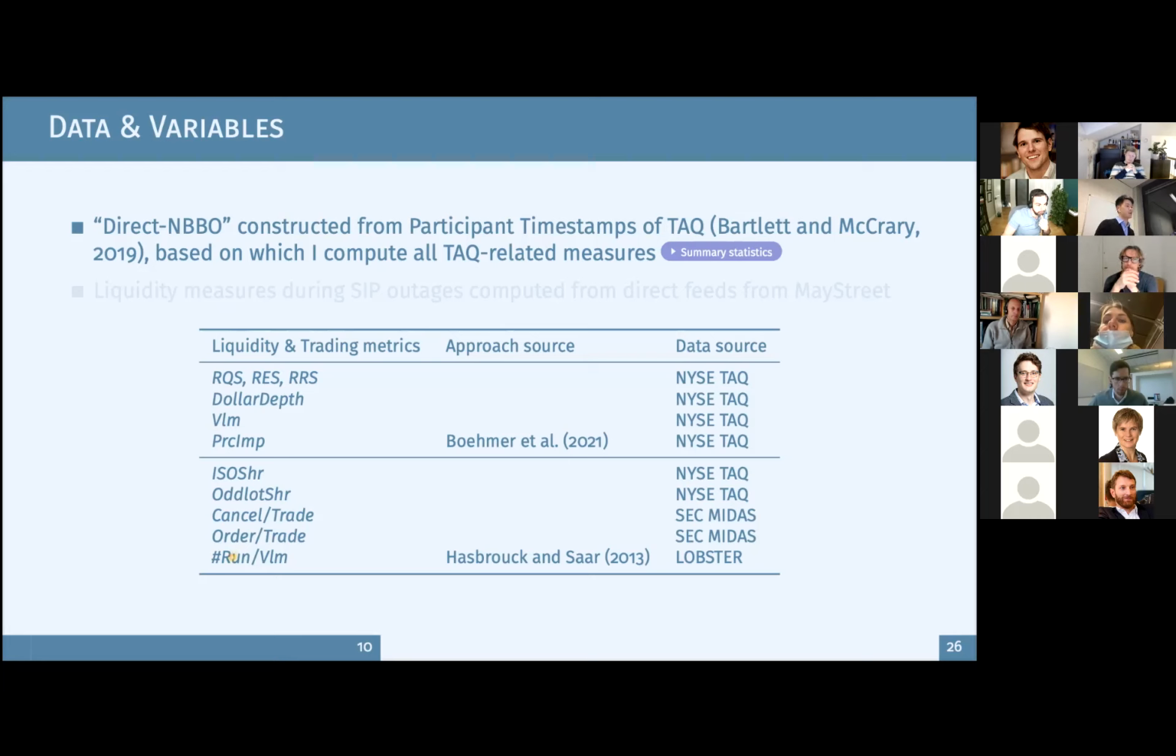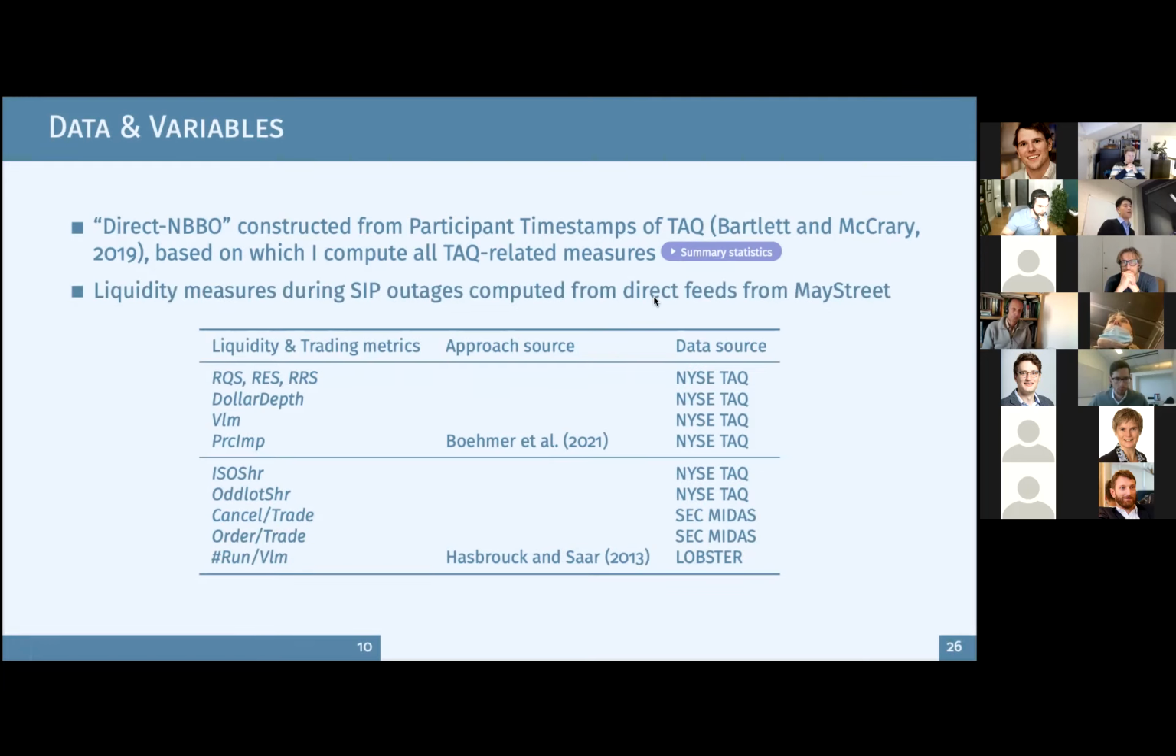To compute the strategic runs, you need to have the data from the order book. So I got data from Lobster so that I can have the order book events for the stocks, based on which I can compute the strategic run measures.